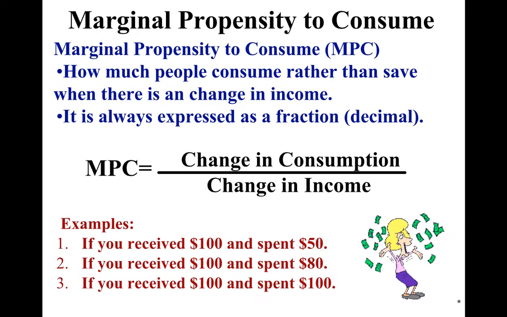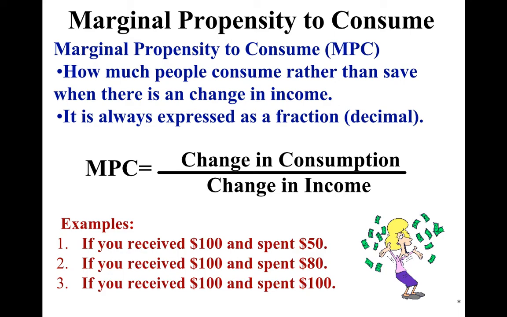Well, we have a term called marginal propensity to consume, MPC. It's simple. It's how much people consume rather than save when they have a change in income. Okay, and it's usually a decimal. It says fraction, but go with decimal, between 0 and 1. So it's change in consumption over change in income.